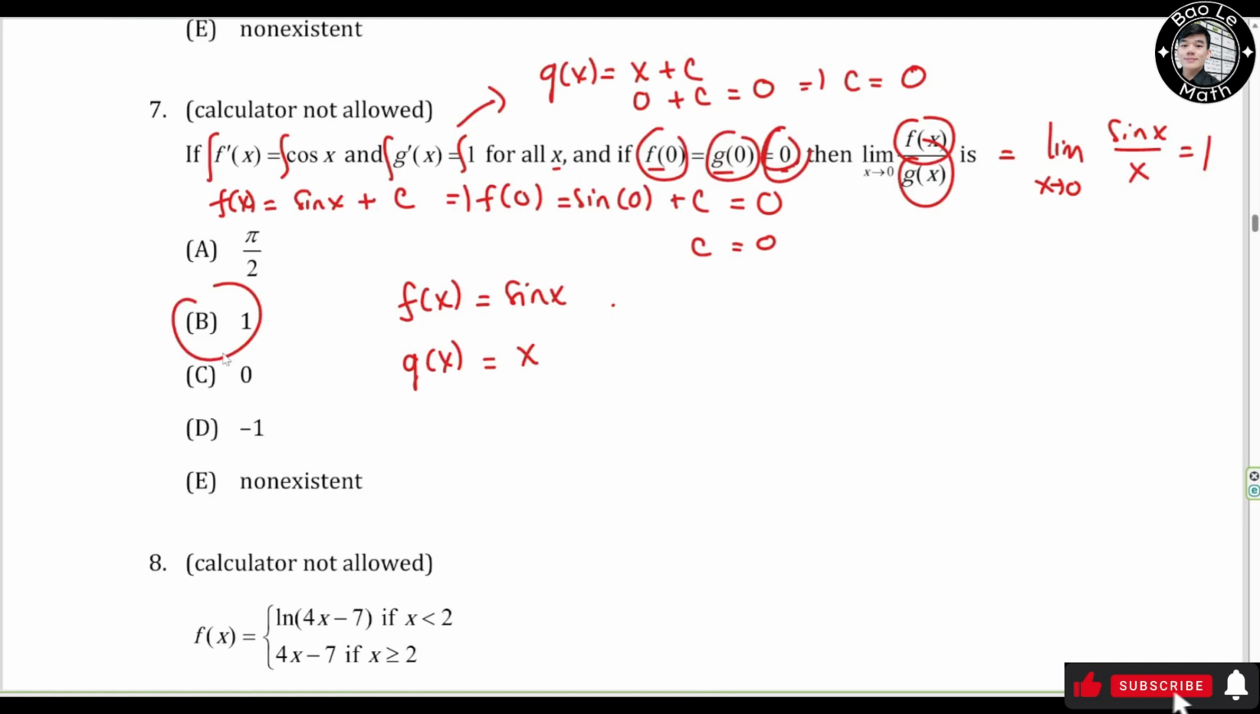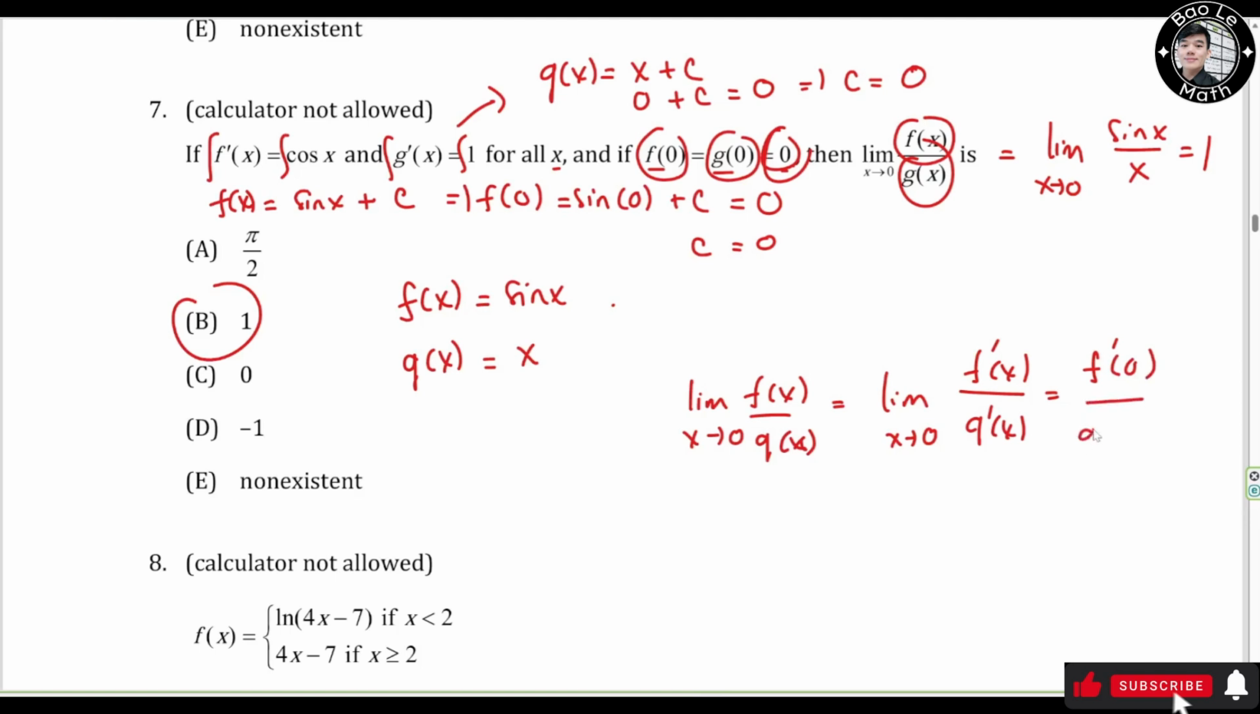Now we have another way to do this one. We can use L'Hospital's rule, right? So we have the limit of f of s over g of s when s approaches 0. It's going to be the limit of f prime of s over g prime of s when s approaches 0, right? And it's going to be f prime of 0 over g prime of 0, right?